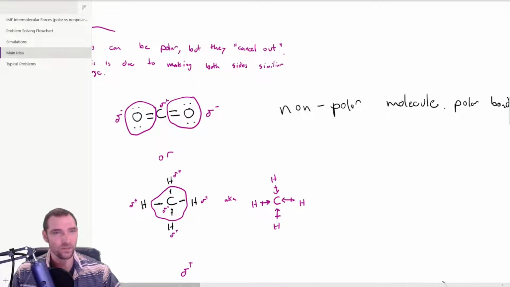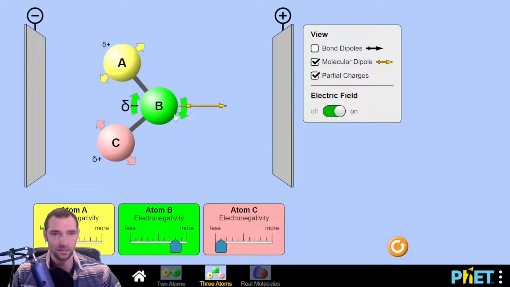I also want to highlight how I've drawn the bonds in here. There's this arrow. The plus side is the more positive side, and then the arrowhead goes towards the more negative side. That's just the convention with those. And I think we saw that also in this simulation.